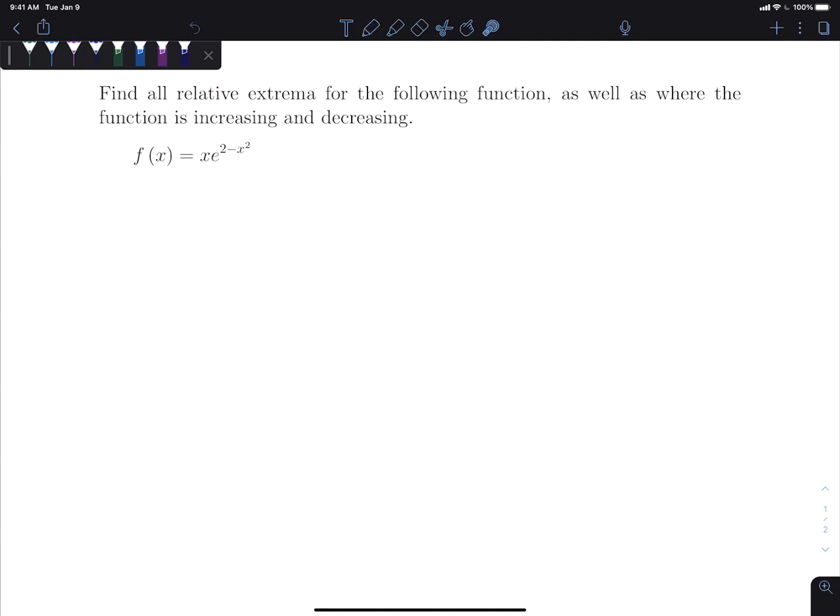Hello. In this video, we want to find all relative extrema for the following function, as well as where the function is increasing and decreasing. We have f of x equals x e to the 2 minus x squared.